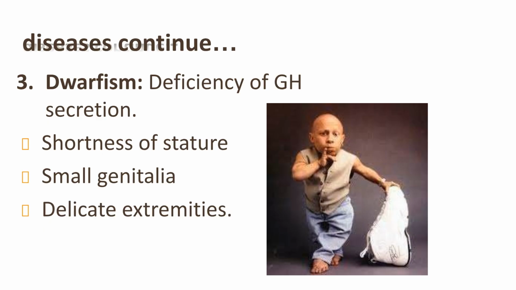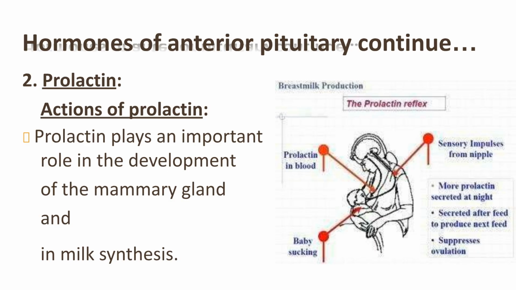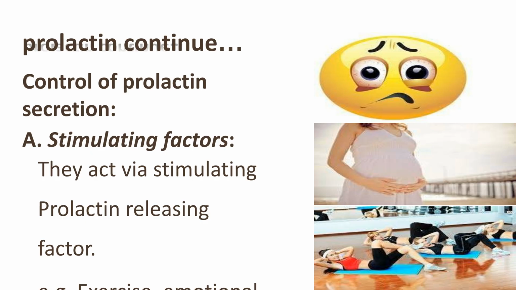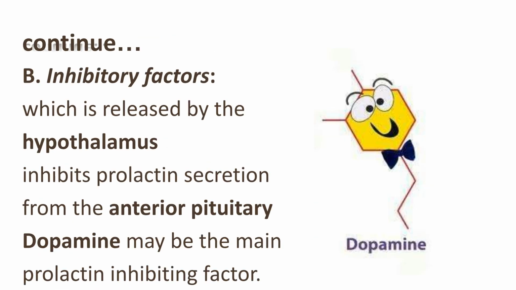Stress and exercise can increase GH secretion. Overproduction of GH during adolescence leads to gigantism, characterized by tall stature, bilateral gynecomastia, and large hands and feet. Excessive GH secretion during adulthood causes acromegaly, which results in a broad, thick nose, thickening of the skin, prominent brow, and an elongated mandible, called prognathism. A deficiency of GH secretion results in dwarfism, characterized by shortness of stature, small genitalia, and delicate extremities.